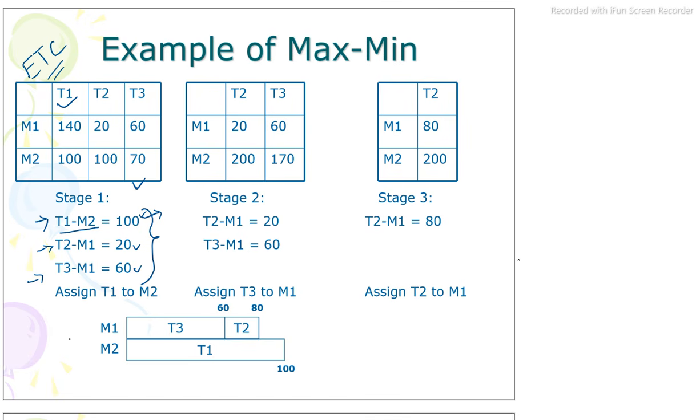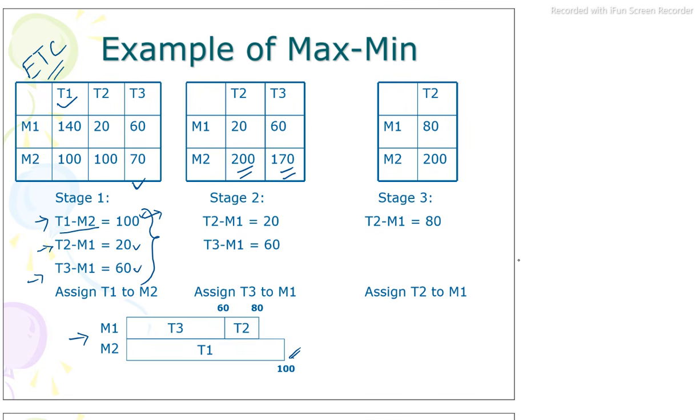Now look at the Gantt chart here. T1 will be allocated to M2 taking 100 units of time. Now in the second step, we have to ignore T1 because it has already been allocated, and that has taken 100 units of time on M2. That's why 100 units will be added to the remaining times for T2 and T3 for machine M2 here.